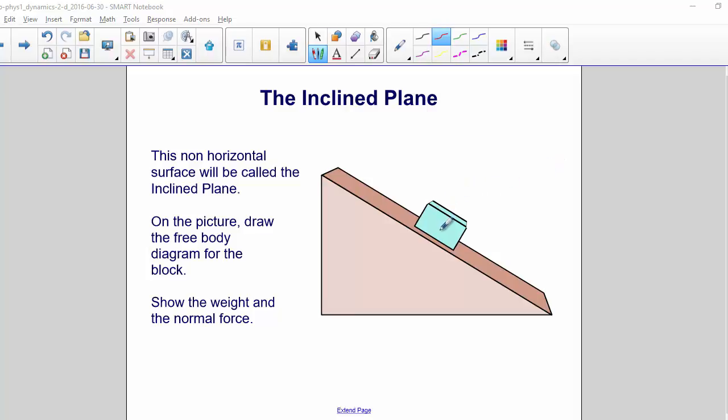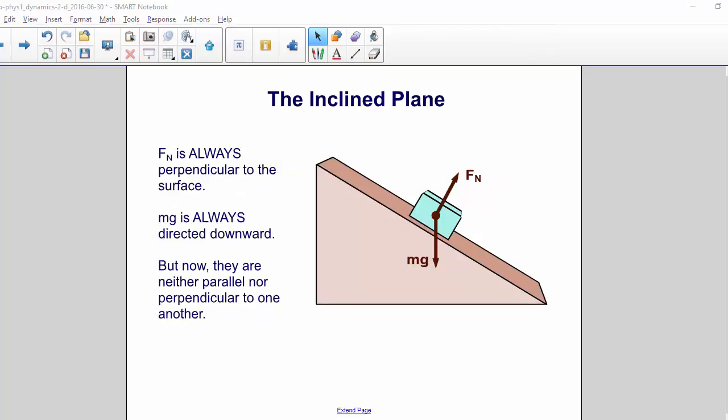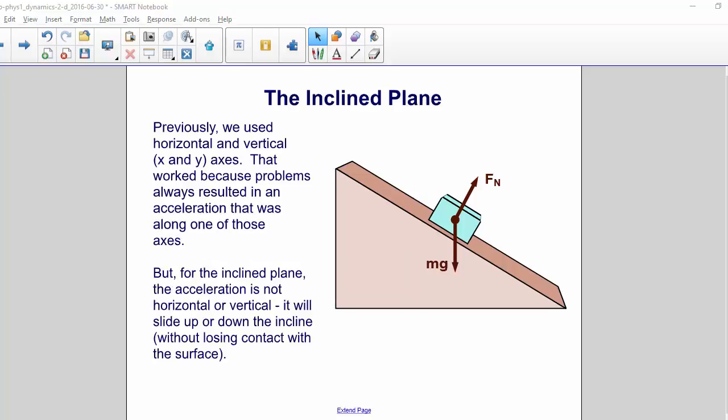So let's draw a free body diagram. We've got mg down and normal force perpendicular to the surface. Remember that normal force is always perpendicular to the surface and mg is always directed downward, but now they are neither parallel nor perpendicular to one another.